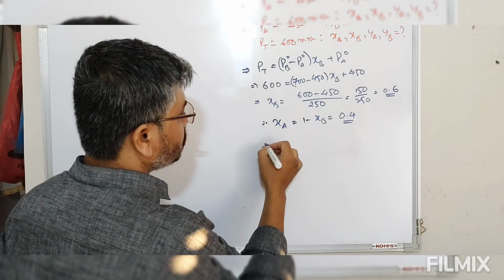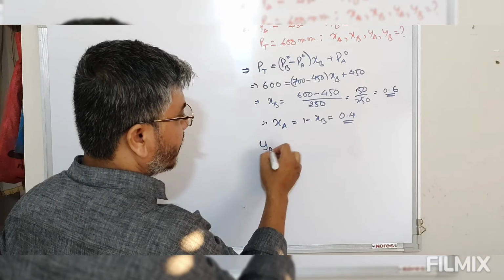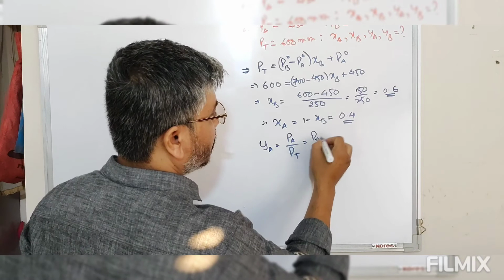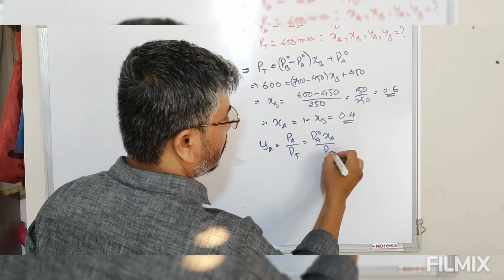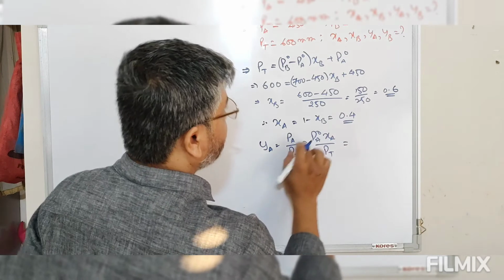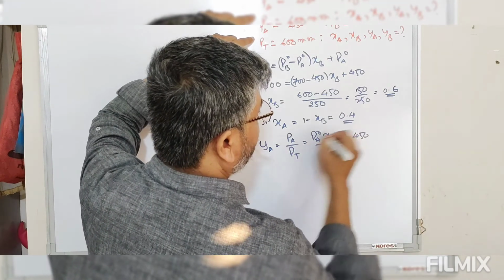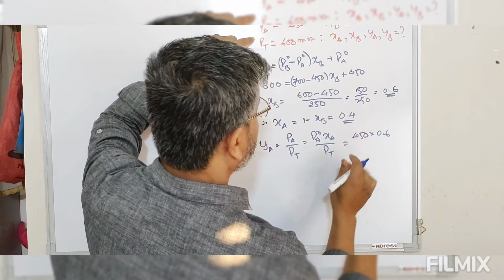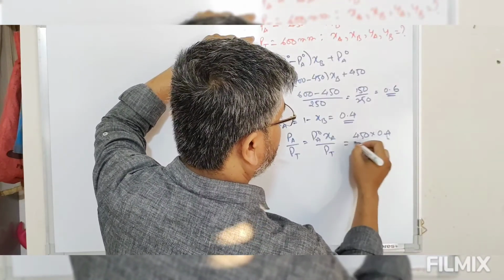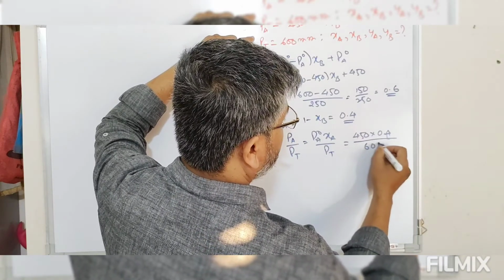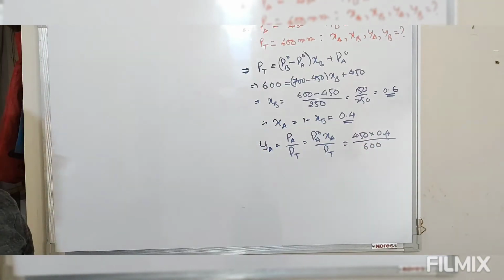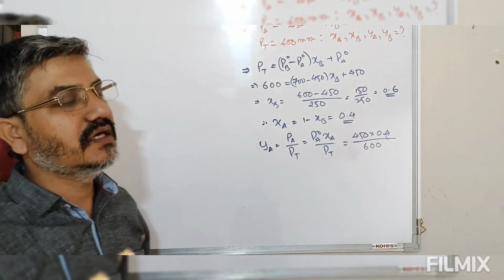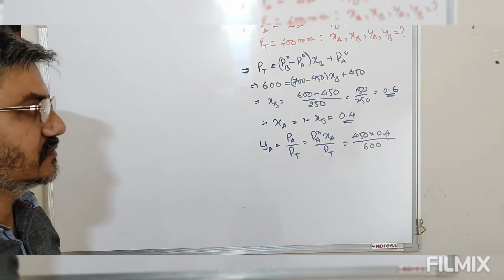So look at this. From Dalton's law, YA is equal to PA divided by P total. PA is PA naught XA, divided by P total. Now we have XA and PA naught: PA naught is 450, XA is 0.4, divided by the total pressure, which is 600. So this is the mole fraction of A in the vapor.